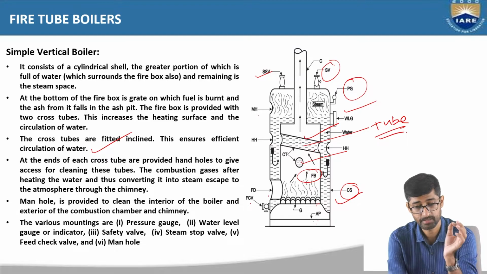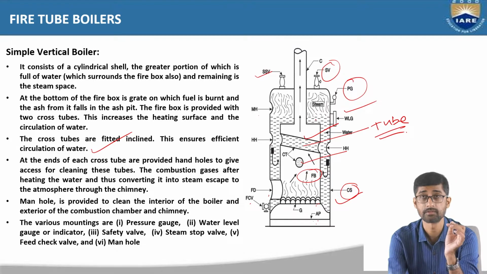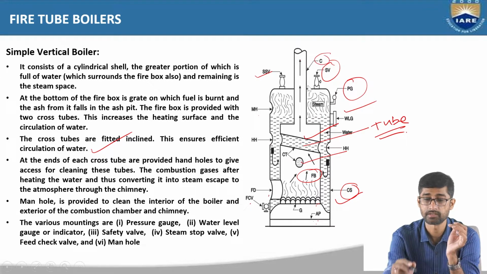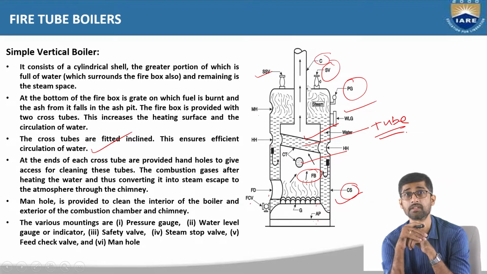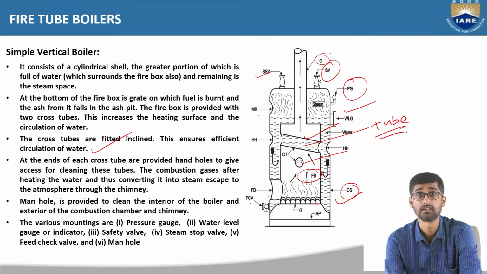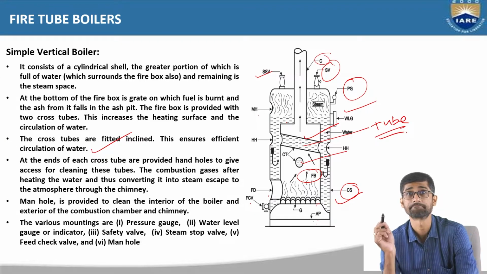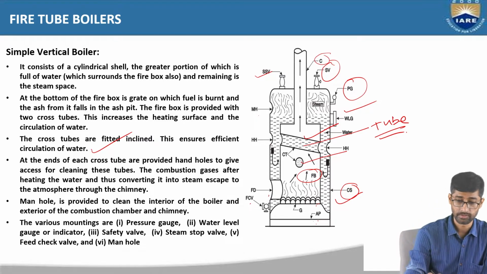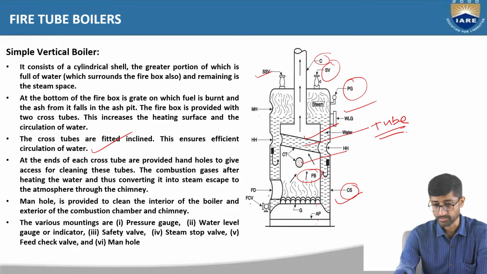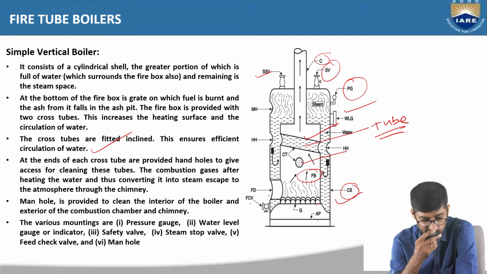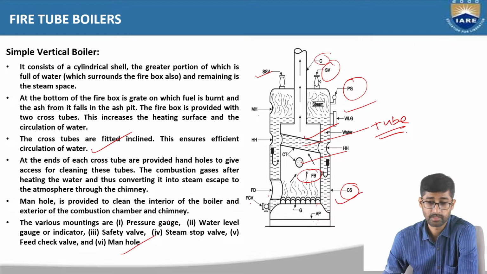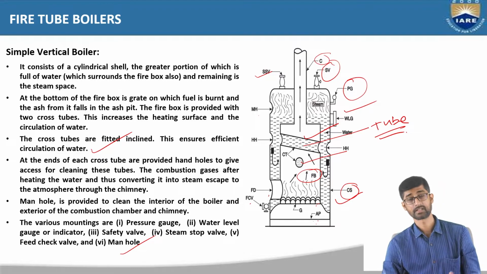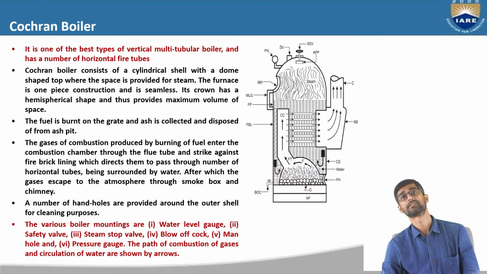Now the combustion gases, after heating the water and converting it into steam, escape to the atmosphere through this chimney. This is called the chimney. The manhole here is provided to clean the interior part of the boiler and the exterior of the combustion chamber and the chimney. Already I have told you these are the various mounting parts of the boiler: pressure gauge, water level, manhole, stop valve, and steam valve. This is the working principle of the simple vertical boiler.